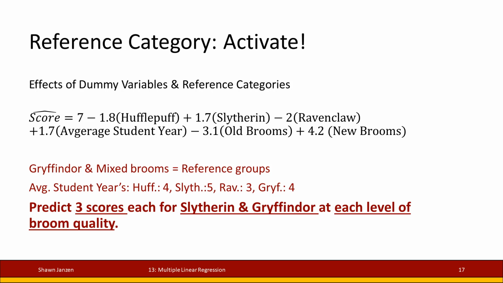So go ahead and take these regression coefficients, take the average student years, and try to predict the 3 scores for the broom differences as they apply to the Slytherin house and the Gryffindor house. Okay, so you're going to do a total of 6 predictions, 3 of the broom types for Slytherin, 3 of the broom types for Gryffindor. Pause the video, see if you can do the calculations, and then we'll come back together.